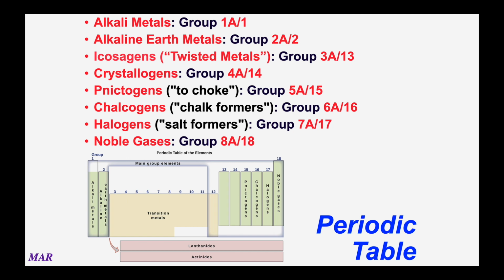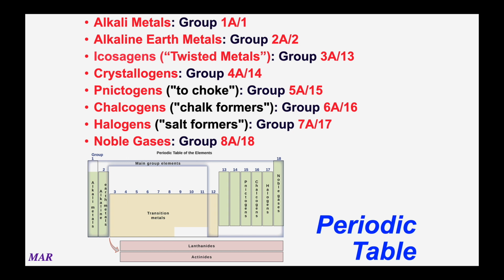Now, there's several groups that have kind of cool names, but we won't use them that often. Group 3A, the fancy name is icosagens, but I'm going to call them once in a while twisted metals. And I'll explain in later lectures why I call them that way. That's an unofficial name.